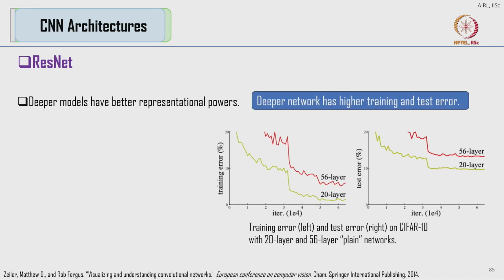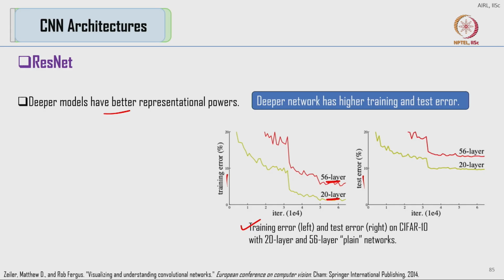ResNet builds on the foundation that deeper models have better representations. However, this statement does not stand on its own, right. What do I mean by that? Now if we observe the curve here, which shows the training error and the test error, we have two models, right. These are not ResNet models, these are two simple vanilla models, one with 20 layers and the other a 56 layer model, right.